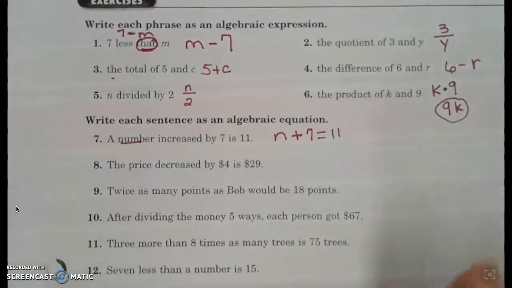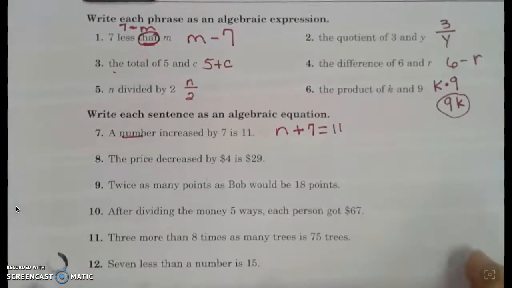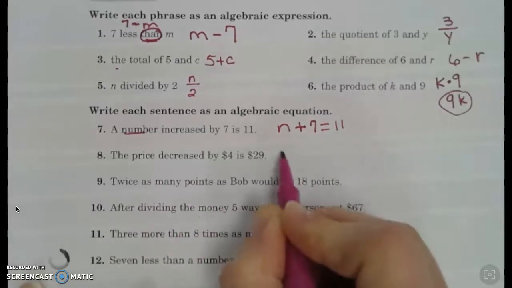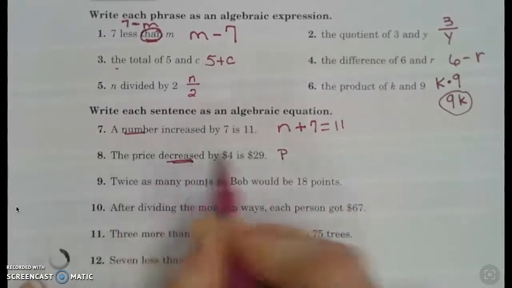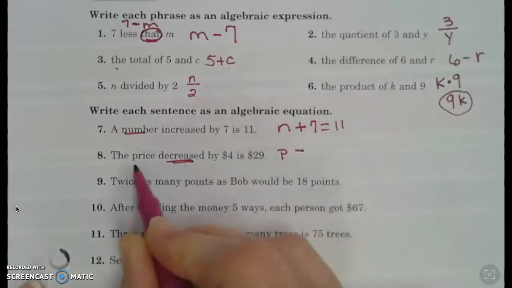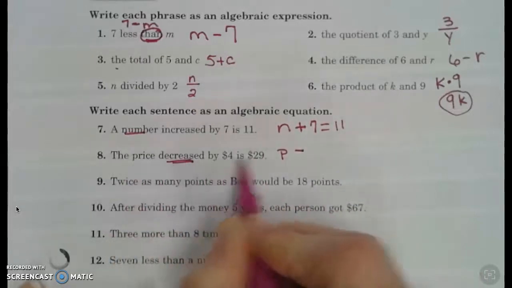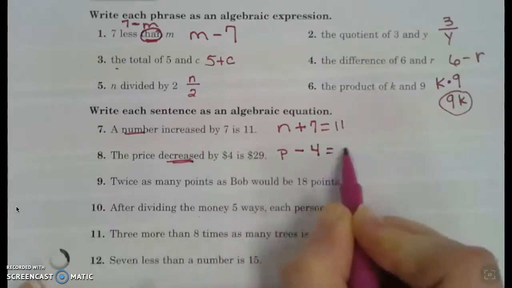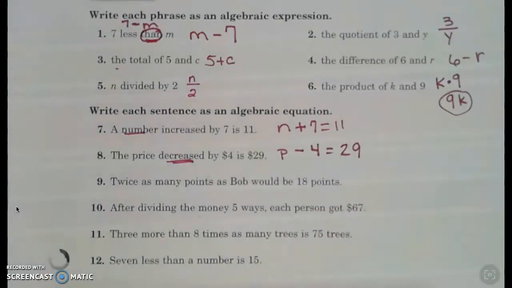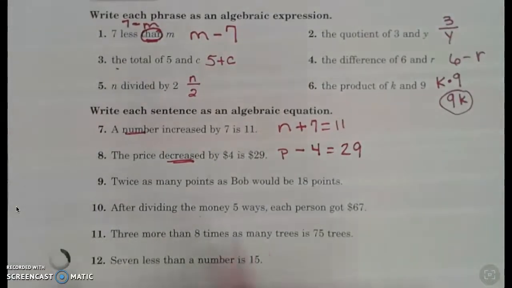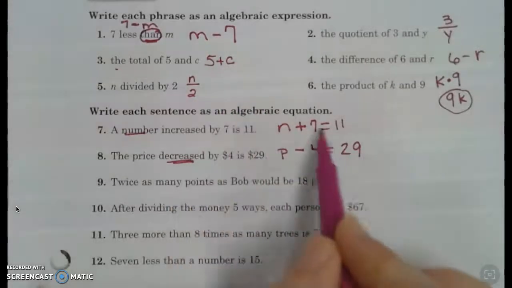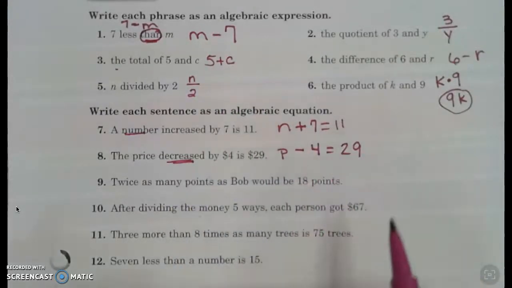We could solve it if we wanted to, but if we don't have to solve these, we're just practicing writing them. It says the price. Do we know what the price is? No. So we just put P or whatever variable you want to. The price decrease is going to be subtract. And it says the price decreased by 4. So whatever that price is, minus 4 equals 29. So all we're doing is taking these words and putting them into a math expression up here and an equation down here. Remember, equation because they have an equal sign.